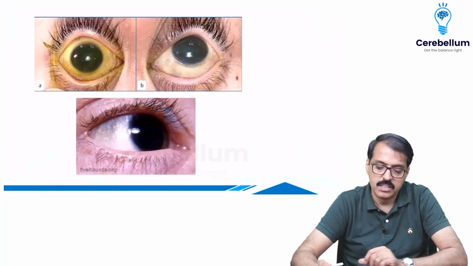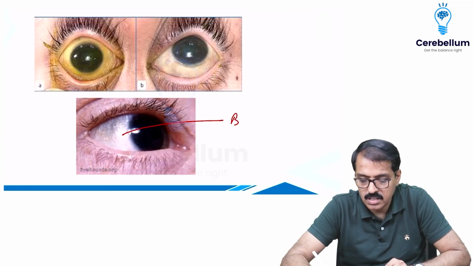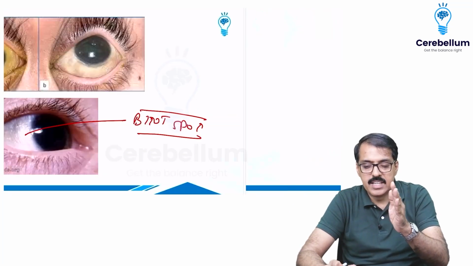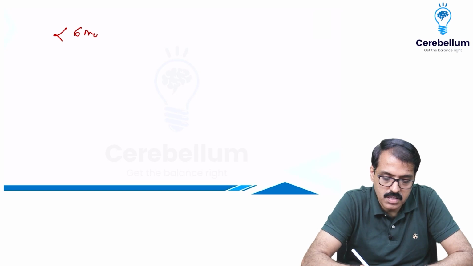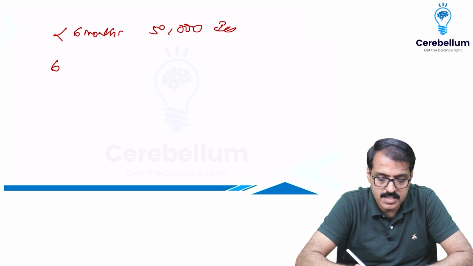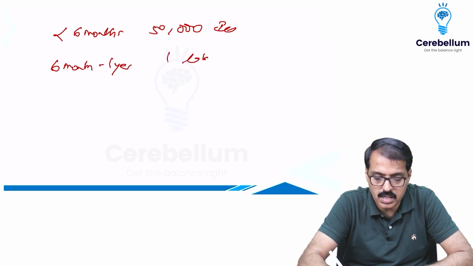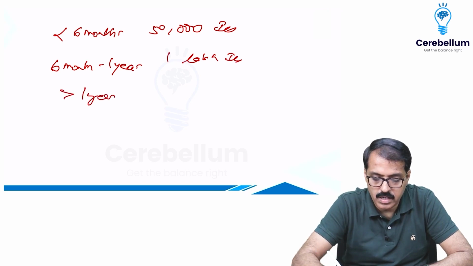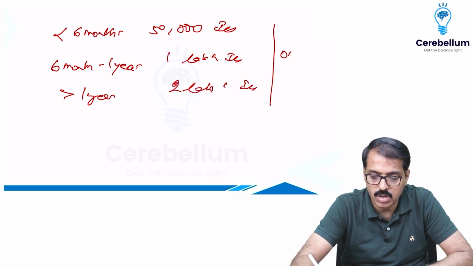This is how the Bitot spot looks like. See here, this is the Bitot spot. Okay, treatment is going to be supplementation with vitamin A. If the child is less than 6 months, then supplementation is 50,000 international units. If the child is 6 months to 1 year, then it is 1 lakh international units. If the child is more than 1 year, then it is 2 lakh international units. This is the oral dose at 0, 1, 14 days.